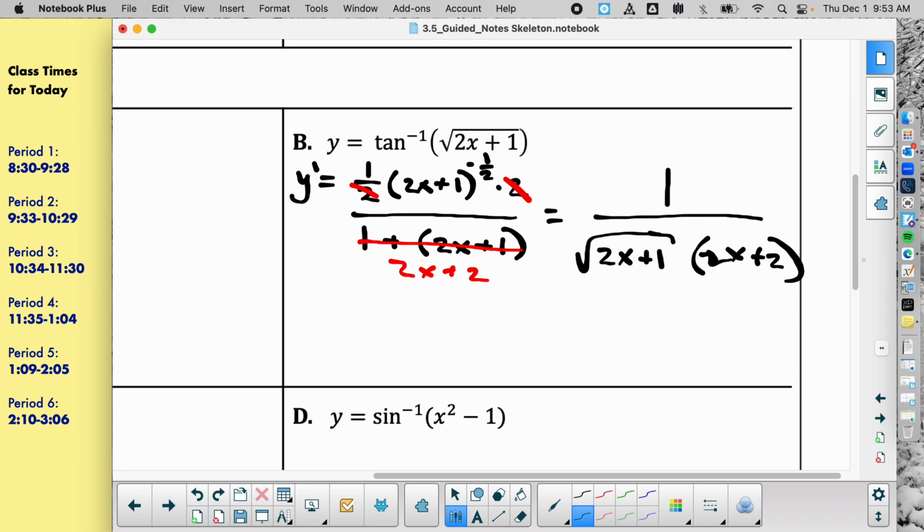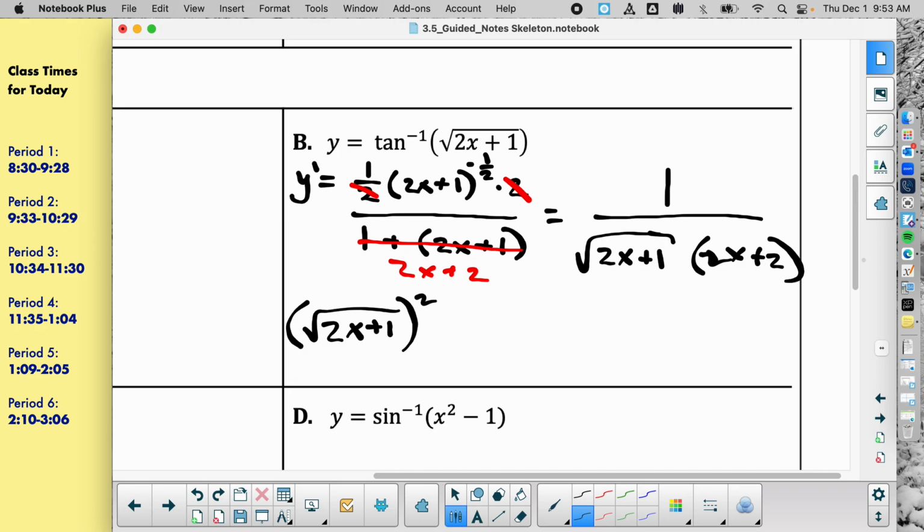Why wouldn't the 2x plus 1 on the bottom be squared? It was. The u was the square root. So if I write the square root and then square it, the square root and the square cancel each other out. So that's why on this one I just wrote a parentheses. Okay. Are we okay with this one?